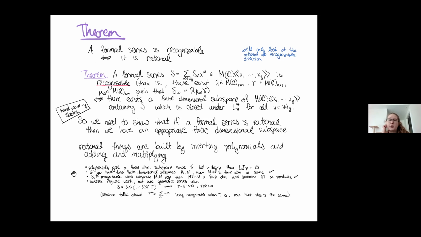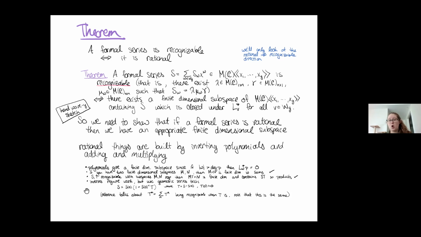Well, in order to think about that, you say, okay, rational things, these are built by inverting polynomials and adding and multiplying. So we need to make sure that polynomials give us these rational subspaces. And then we need to make sure that if you add and multiply and take inverses, you still have nice finite dimensional things. Again, you can go through the formal proof if you want. I'll make the thing available. But polynomials, that's pretty straightforward. It's finite degree, so you can have finite dimensions in terms of how you can backward shift it. Similarly, addition and multiplication are relatively straightforward.